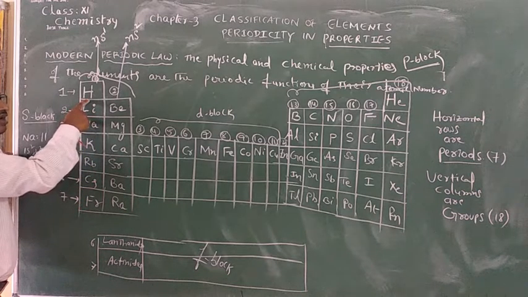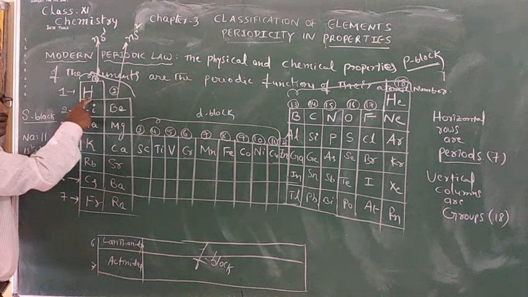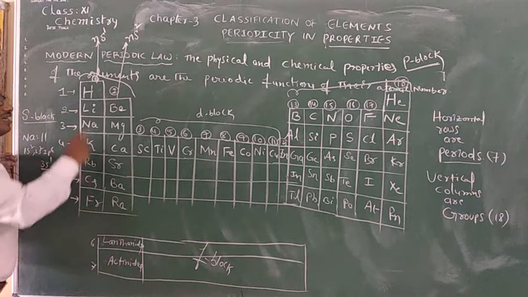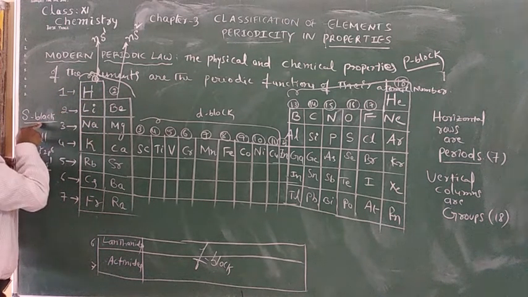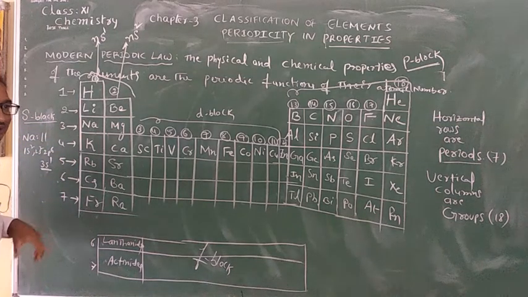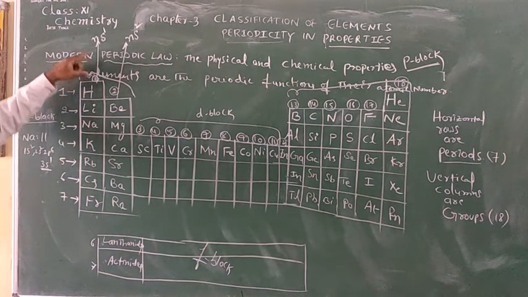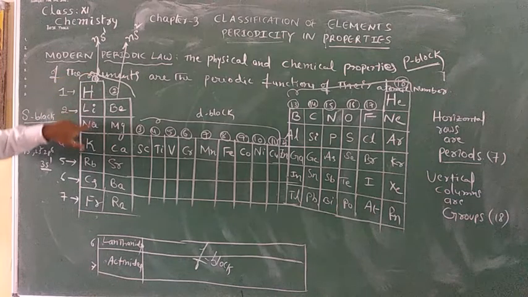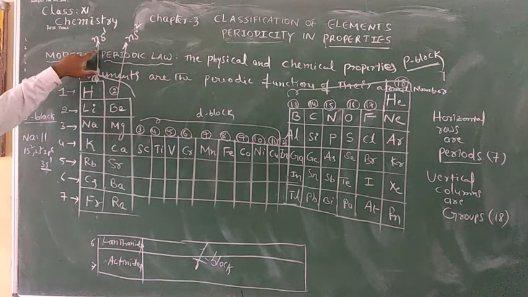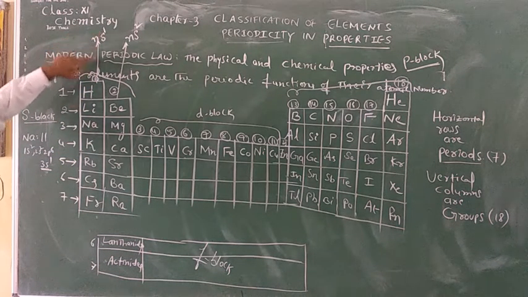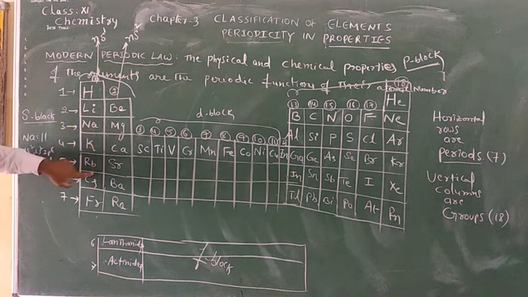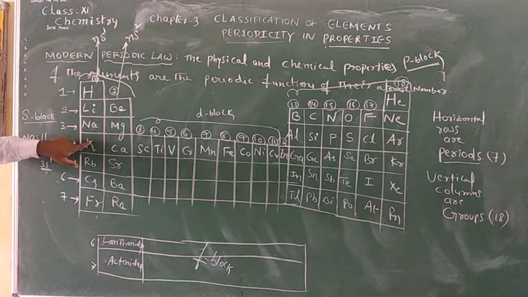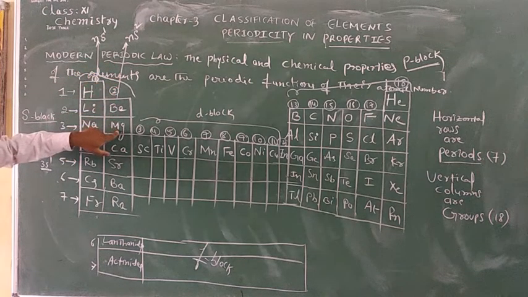So this is also called the first group element, and the special name we have given is S block elements. So based on the electronic configuration, which group can we say? This is the first group. Why is it called the first group? One electron is present in the S orbital. So it is a first group element. This is a second group element.